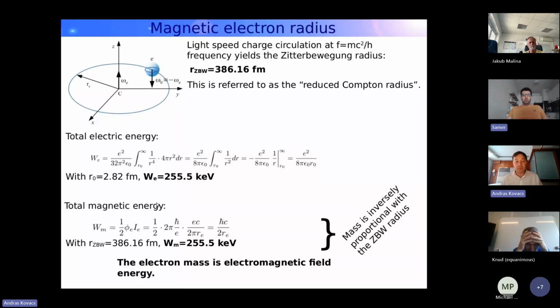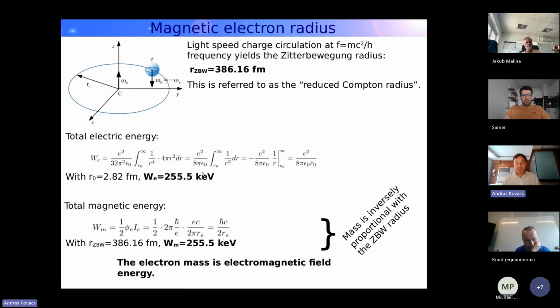So once we calculate the magnetic field energy from the current loop formula, we have an amazing surprise. The magnetic field energy turns out to be exactly 255.5 kilo electron volt. So it means that we found the second half of the electron mass. So our conclusion is the electron mass is nothing else than electromagnetic field energy. Half of it is electric field energy that we calculated previously, and the other half is the magnetic field energy that we calculated from this loop formula.